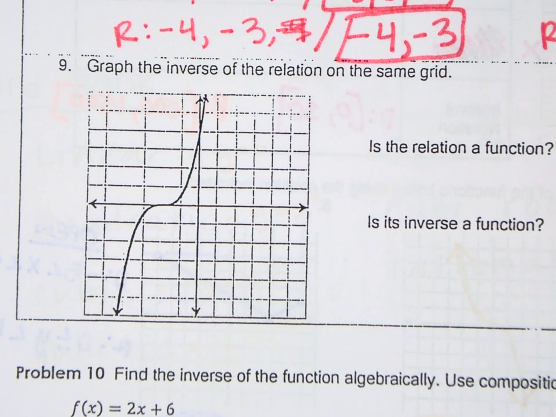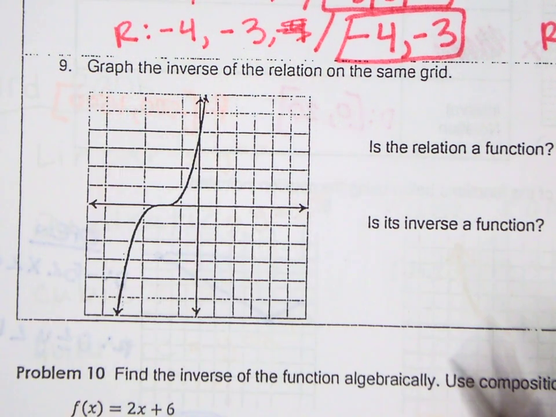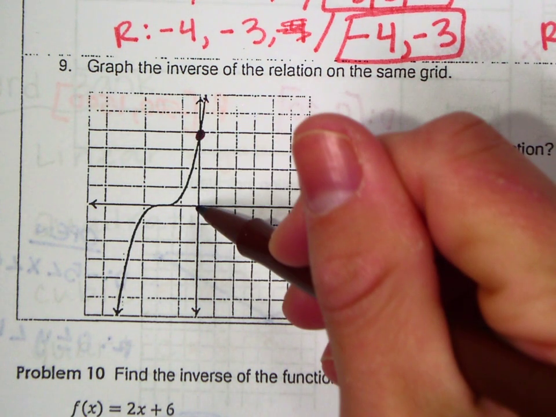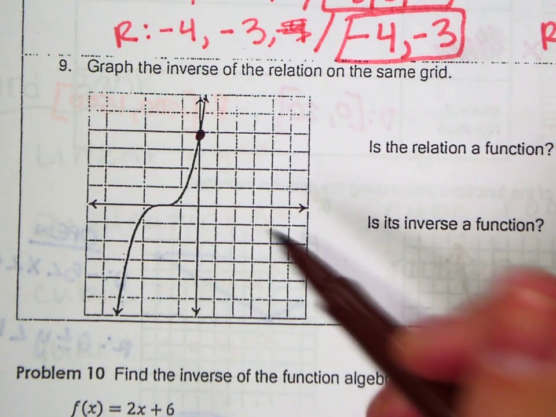All right, now graphs are sometimes the hardest to find the inverse for. So I like to find points. I like to make my own little table. So let's see if I can find some points. I got this point right here. This is at 0, 4.